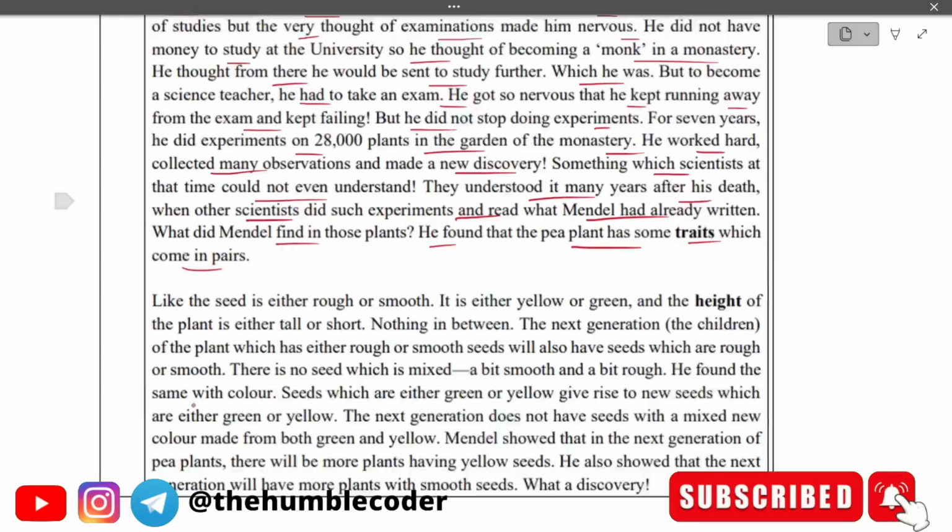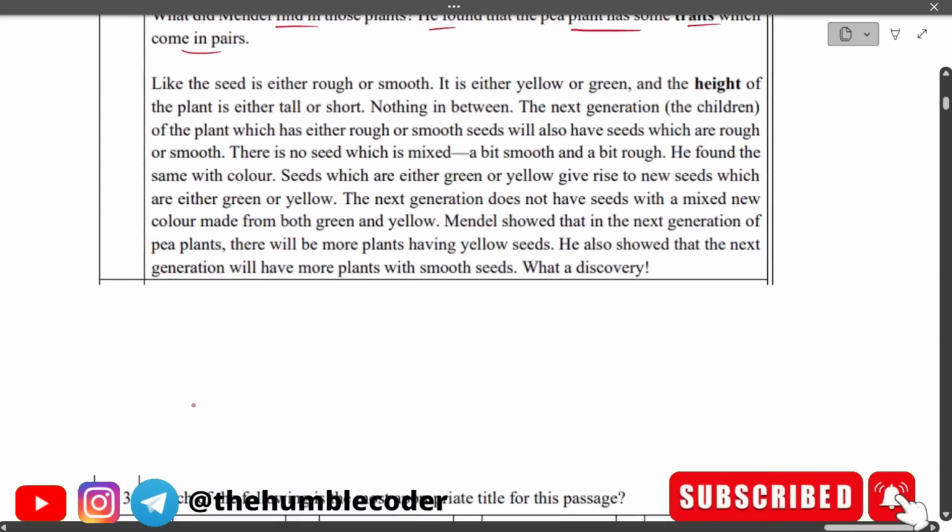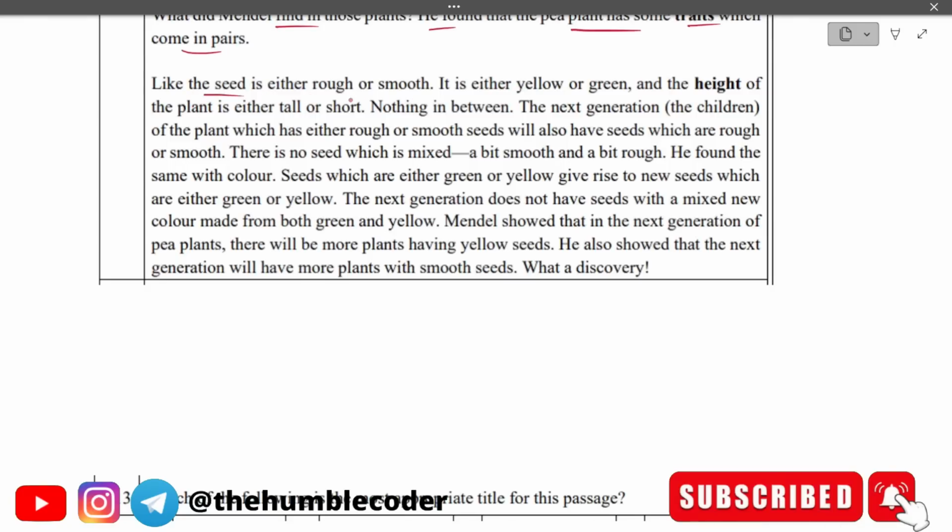Okay, let's now see the next passage. This is the same passage, only the next paragraph. Like the seed is either rough or smooth, it is either yellow or green, and the height of the plant is either tall or short, nothing in between. The next generation, the children of the plant which has either rough or smooth seeds, will also have seeds which are rough or smooth. There is no seed which is mixed, a bit smooth and a bit rough.